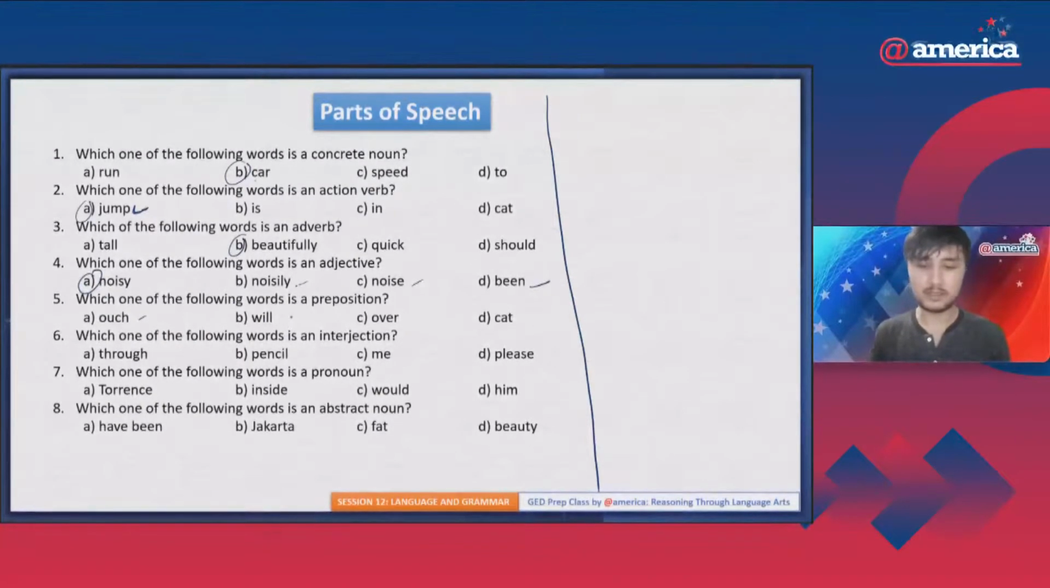"Cat," we know cat is a noun. And "over," if we make a sentence for this, we know that over is a word that links the noun in a sentence with another word. So option C is correct. Yes, you've got it right. Well done. Now we have question 6.